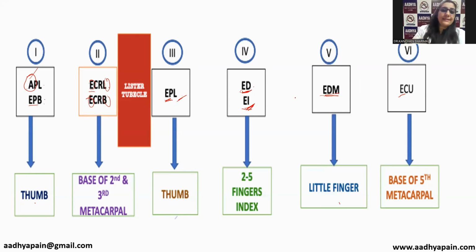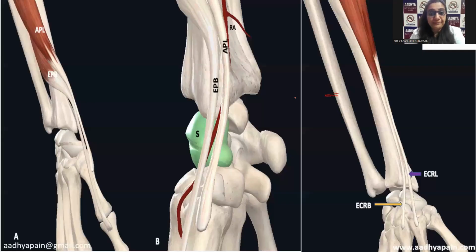So let us revise these tendons once again. Compartment 1, we have Abductor Pollicis Longus and Extensor Pollicis Brevis. Compartment 2, we have Extensor Carpi Radialis Longus and Brevis. Compartment 3, we have Extensor Pollicis Longus. Compartment 4, we have Extensor Digitorum and Indicis. Compartment 5, we have Extensor Digiti Minimi. And compartment 6, we have Extensor Carpi Ulnaris.